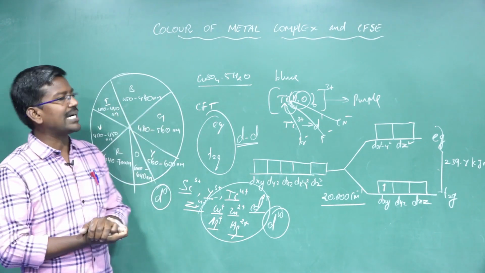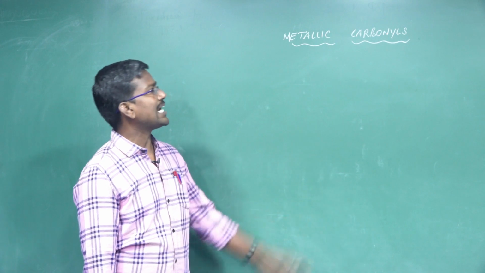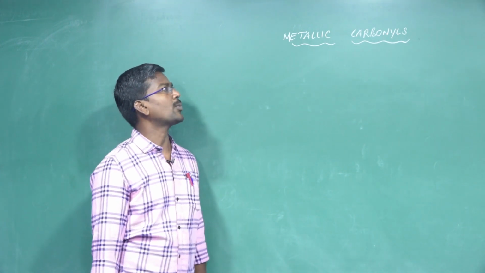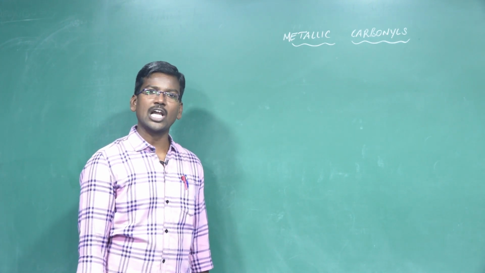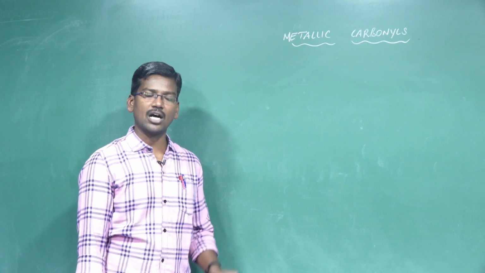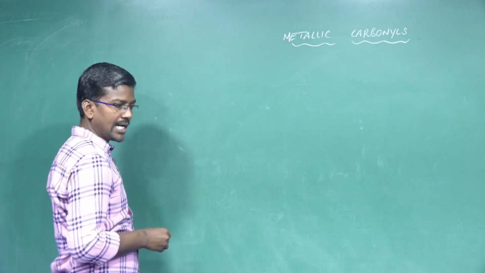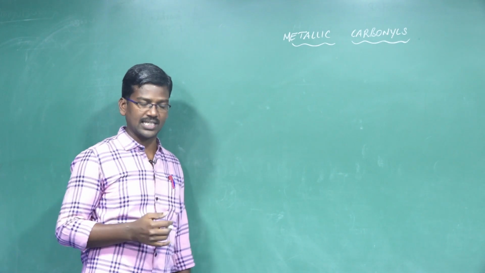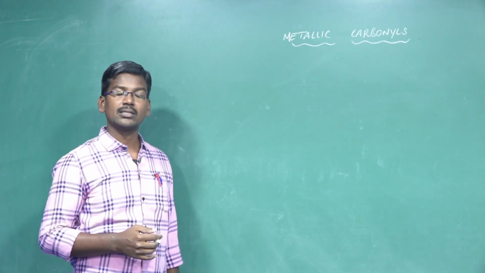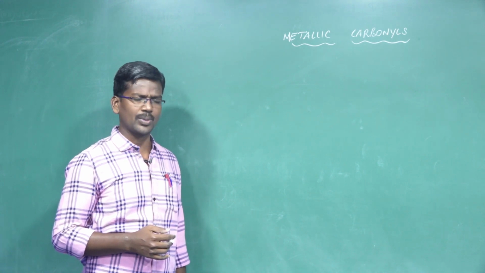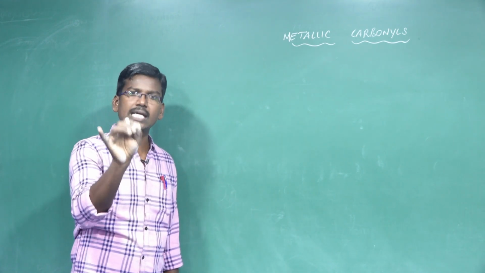That is the color of the metal complex and the crystal field splitting energy. Okay. Next one, metallic carbonyls. What is the meaning of metallic carbonyl? A metal carbonyl is a transition metal complex of carbon monoxide. Carbon can combine with oxygen to form different oxides of carbon: carbon monoxide, carbon dioxide, carbon sesquioxide, and others. But a metallic carbonyl contains only carbon monoxide.